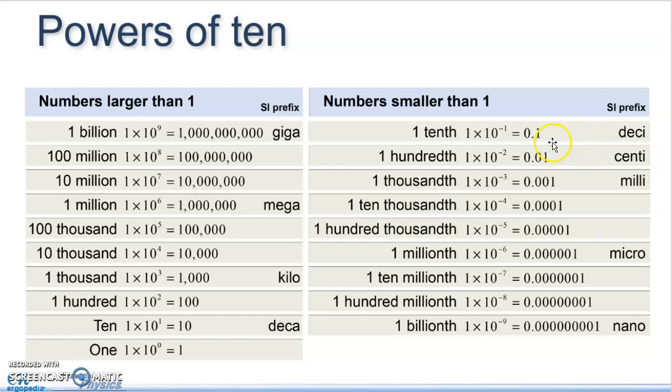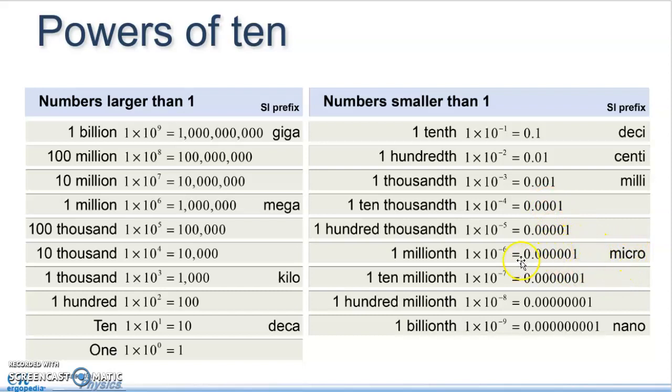All right, so on the smaller than 1 side of things, deci is 1/10, so a decimeter would be 1/10 of a meter, or 10 to the minus 1. Centi is 1/100th, or 10 to the minus 2. Milli is 1/1000th, 0.001. Then we'll jump a few.